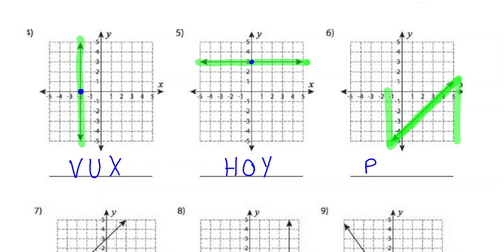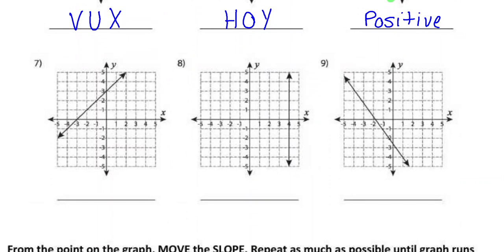I want you to pause, and I want you to do 7, 8, and 9 on your own. So this one is a positive. It goes up from left to right.